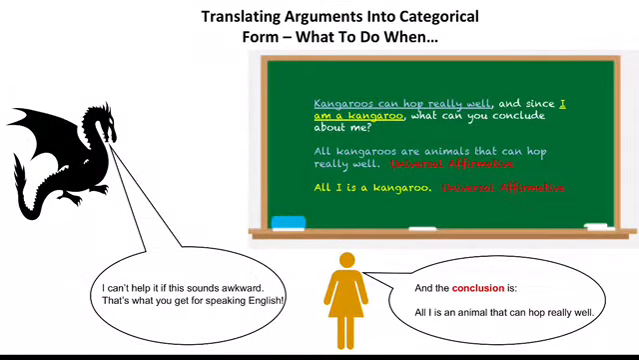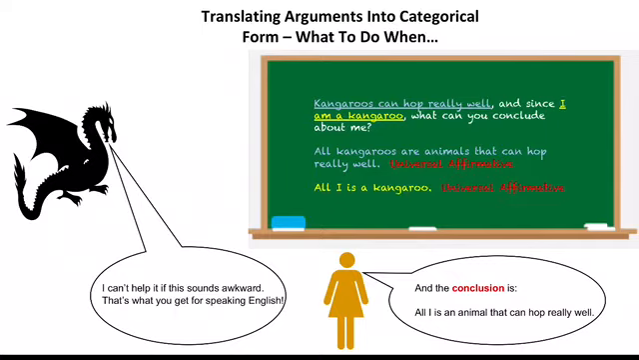Now here's where it does get a little strange sounding. So we have, all kangaroos are animals that can hop really well. We've already got the all there. That's our quantifier. That's good. And then the last one, all I is a kangaroo. Now that sounds really, really strange. And even Logic Dragon says, I can't help it if this sounds awkward. That's what you get for speaking English. And I know that absolutely violates the rules of grammar that you know, but what you want to think about in the logic statement here, this proposition, is that I is simply a category. It would be like saying all kangaroos are, okay? So all I is a kangaroo, right? So the I is just this single category, but it is a universal. That's why the all. Since it's a single category, we're using the copula is, even though that sounds really strange.